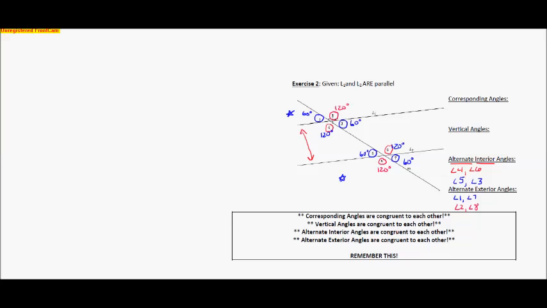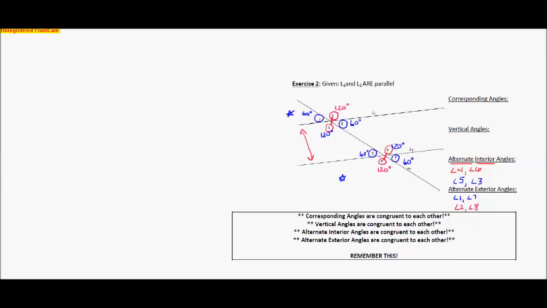Okay, again, notice these two are vertical. They're the same. These two are vertical. They're the same. Alrighty, so it all kind of comes together. We have these vertical, corresponding, alternate interior, alternate exterior. They all kind of come together and they check each other with their angles.